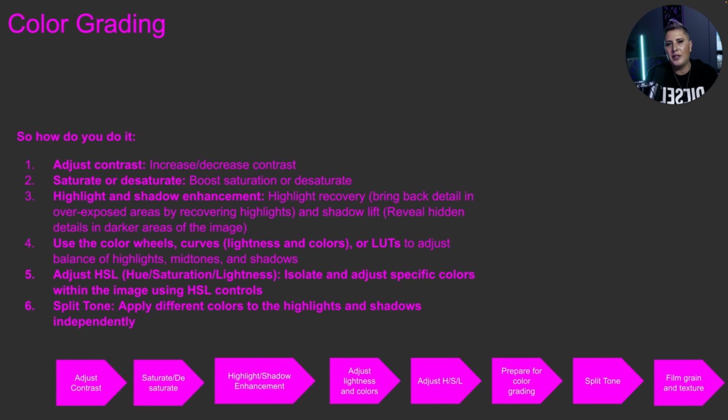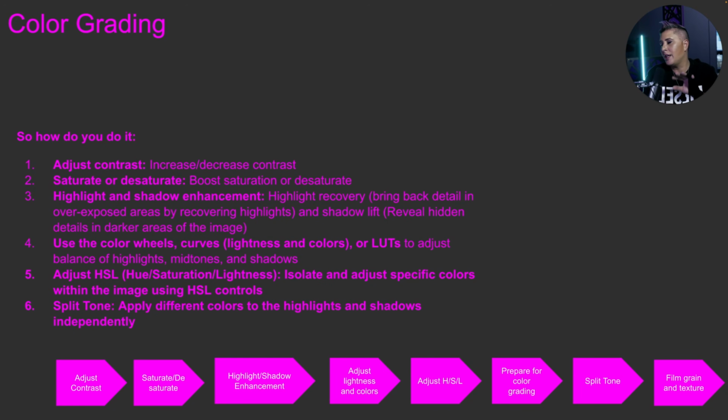So you have this relight feature where you can relight particular areas using a new virtual light that you add to the scene. Next, you can use the color wheels, your curves to adjust the lightness and the colors, or LUTs, if you have a LUT, to adjust the balance of highlights, midtones, and shadows. Now we will talk about that.